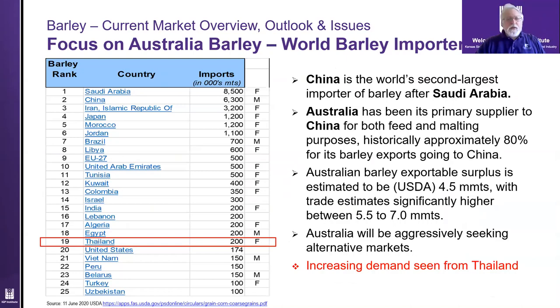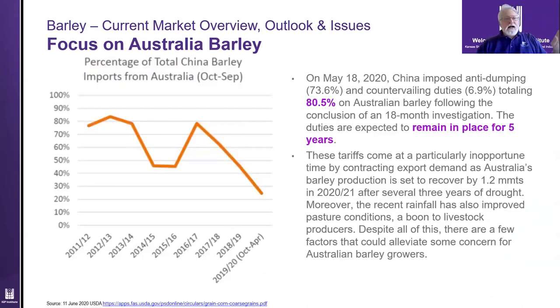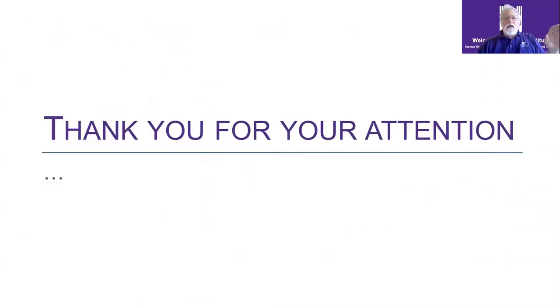This is a list of the competing countries. We have seen growing demand for barley in Thailand, not a lot, from 200,000 tons to about 400,000 metric tons, but I'm not quite sure where that demand is coming from. I'll leave the rest of that there for you guys to have a look at.